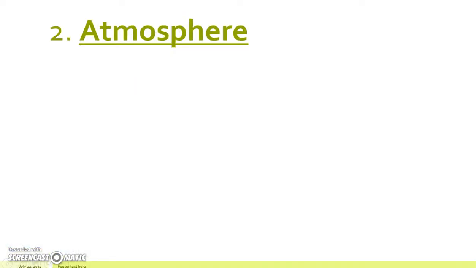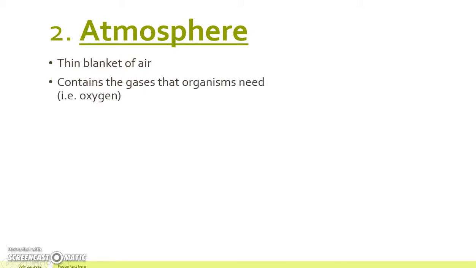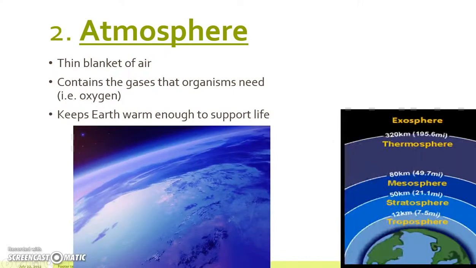The second sphere is the atmosphere. It's a thin blanket of air. That's your definition. It contains the gases that organisms need, for example, oxygen, and it keeps Earth warm enough to support life. We'll talk about the atmosphere when we get to Unit 4.